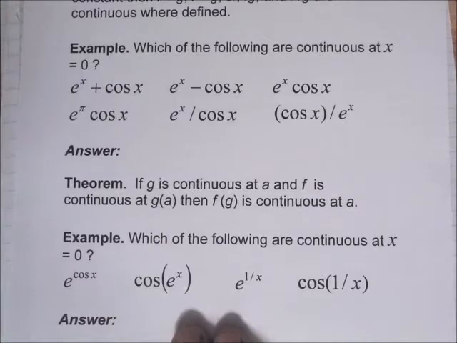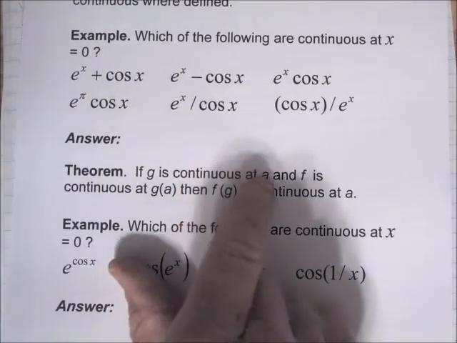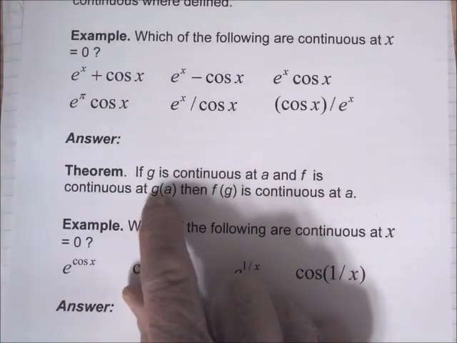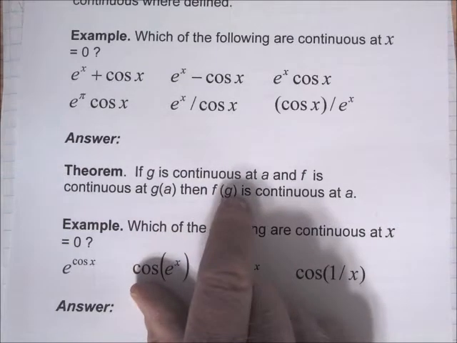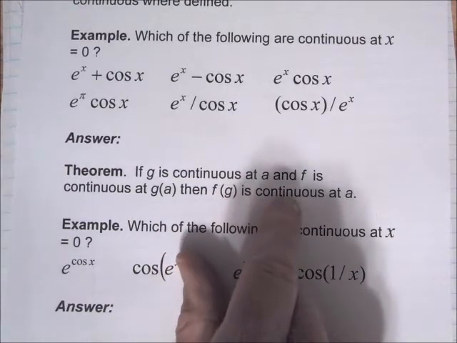Theorem: if g is continuous at a and f is continuous at g of a, then the composition f composed with g is continuous.